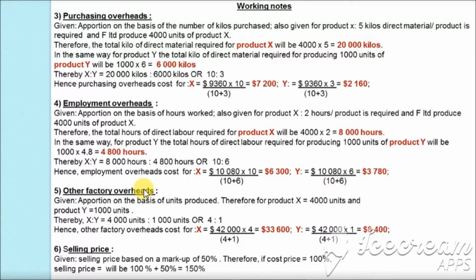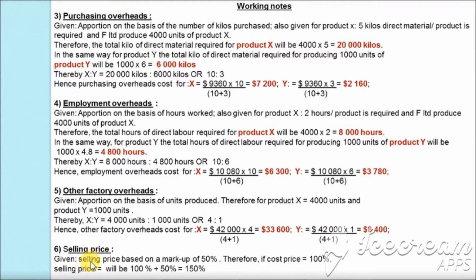For other overheads, we are going to apportion them on the basis of units produced. X, we are producing 4,000 units. Y, we are producing 1,000 units. So the apportionment of X is to Y will be 4,000 units is to 1,000 units, which will be 4 is to 1 when we simplify it. So the other factory overhead cost will be, for X it will be 42,000 times 4 by 5, and for Y it will be 42,000 times 1 by 5.